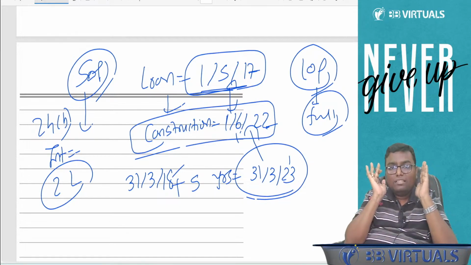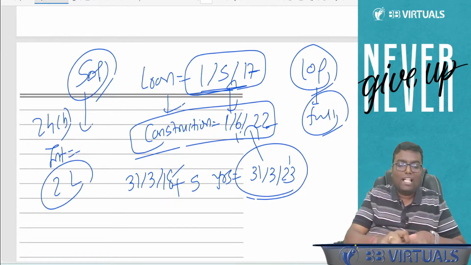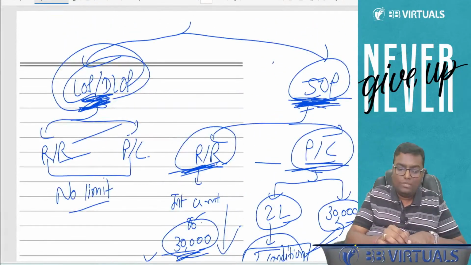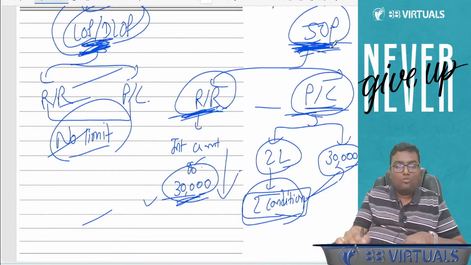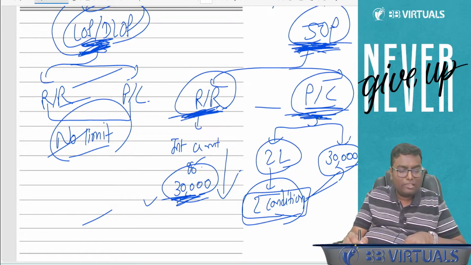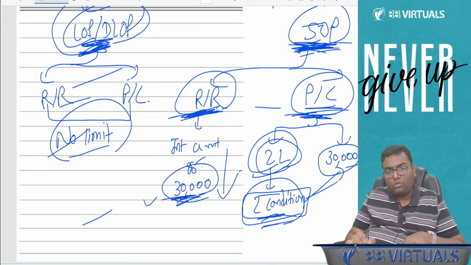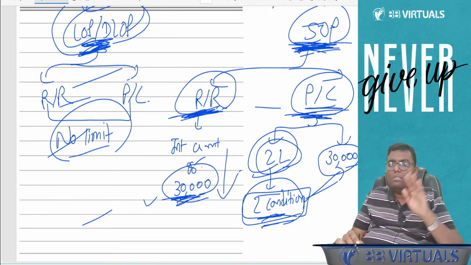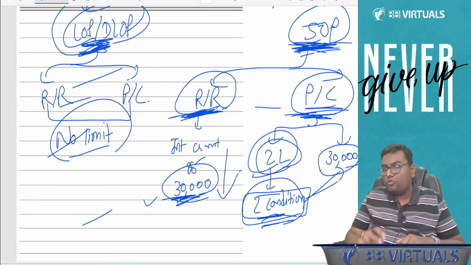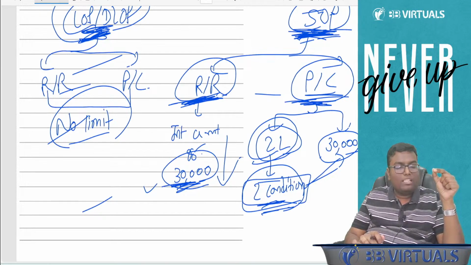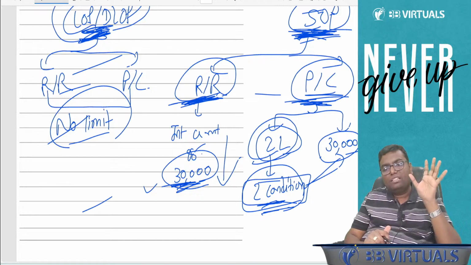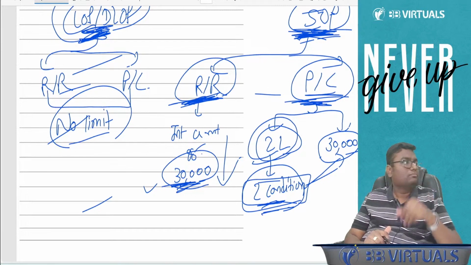Are you understanding this? So what I have written once again: LOP, deemed LOP, no limit at all. SOP, repair, renovation, 30,000 limit. Loan is taken for purchase or construction, then if two conditions are fulfilled, the limit will be 2 lakh. If it is not fulfilled, the deduction will be there, but only 30,000. And what are those two conditions? Purchase or construction should be completed on or after 1st April 1999, and it should be completed within 5 years from end of the financial year in which loan is taken.